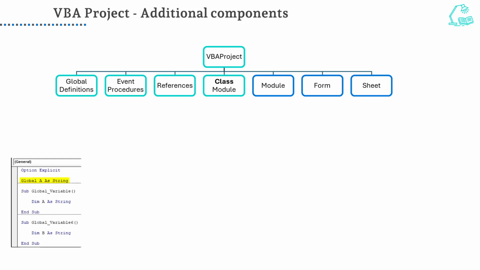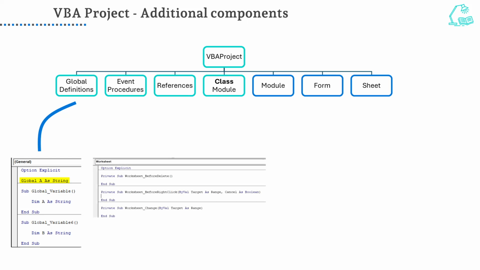Global definitions are variables or constants that are accessible throughout the entire VBA project. They're declared at the top of your code modules and can be used anywhere in your project, providing a consistent and centralized way to manage important values.